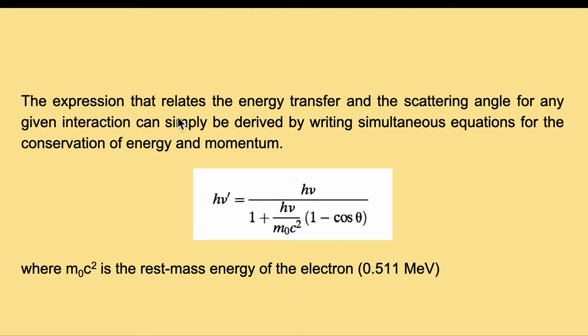The expression that relates the energy transfer and the scattering angle for any given interaction can simply be derived by writing simultaneous equations for the conservation of energy and momentum. In that equation you can write the expression for energy as well as momentum, and from that you will get h nu dash, that means the scattered photon energy, as h nu divided by 1 plus h nu by m0 c square into 1 minus cos theta.